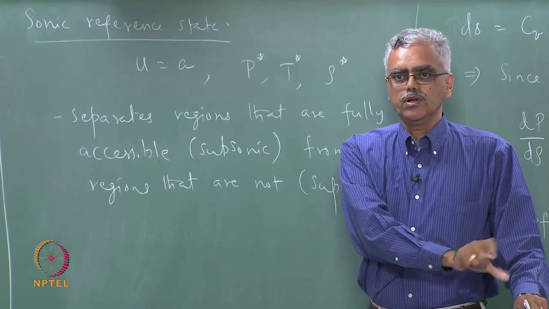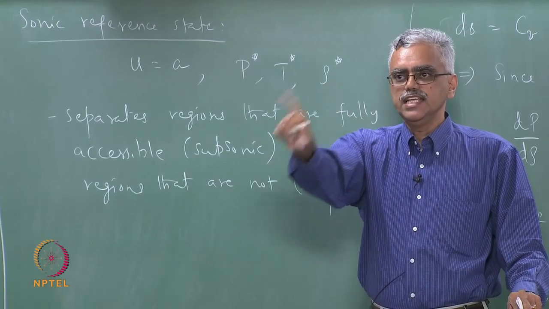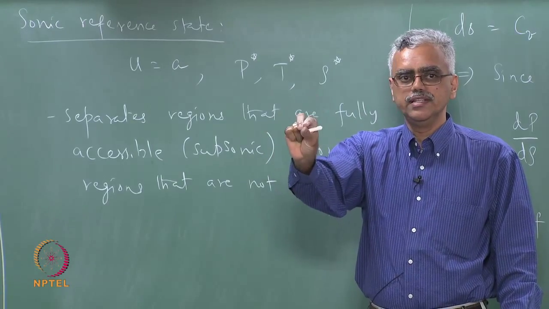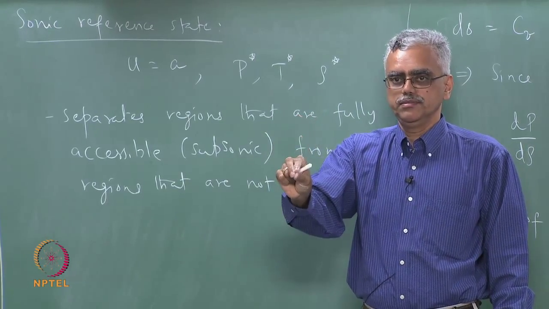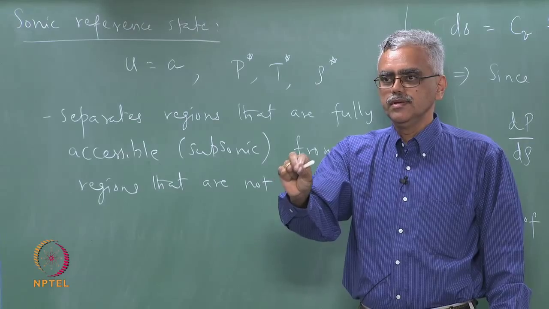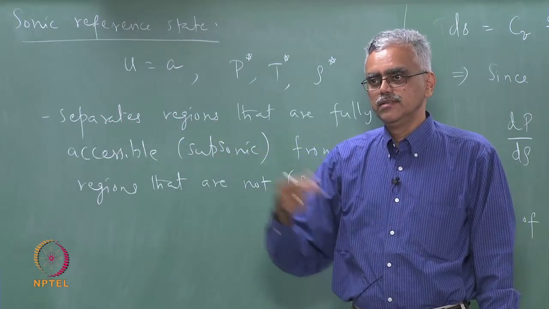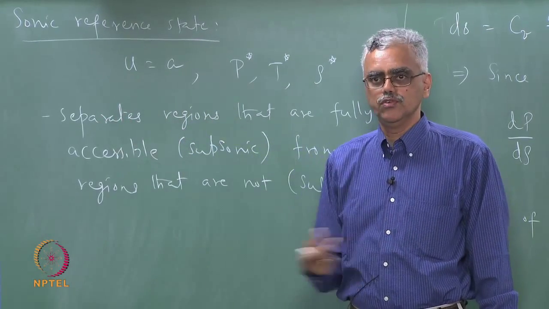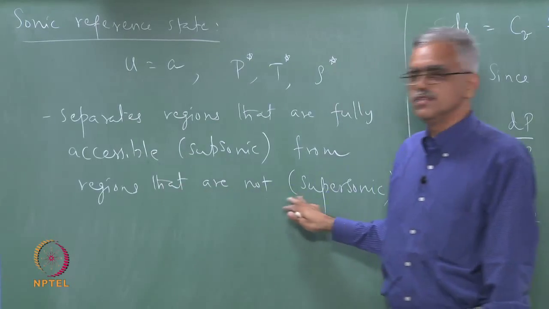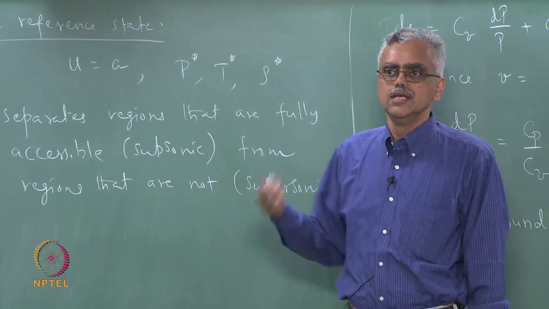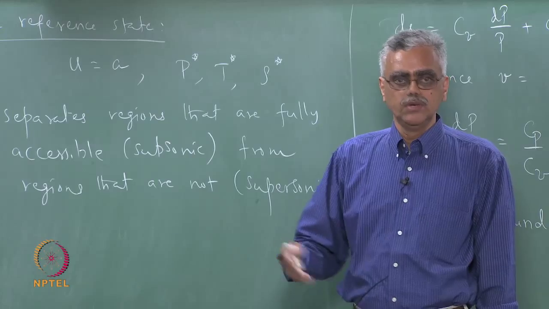So, that is what we mean when we say it separates regions that are fully accessible, which means if I open or close a valve here, I can change the flow only so long as the speed in that part of the flow field is subsonic. If the speed is supersonic, then I will not be able to control those parts of the flow field, which is why the sonic state is a very important reference state. It tells us which parts of the flow field are accessible from where.